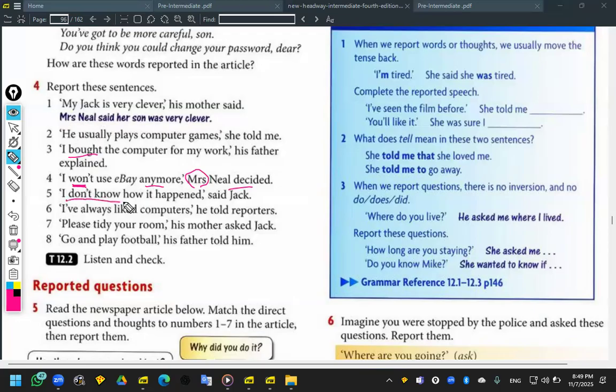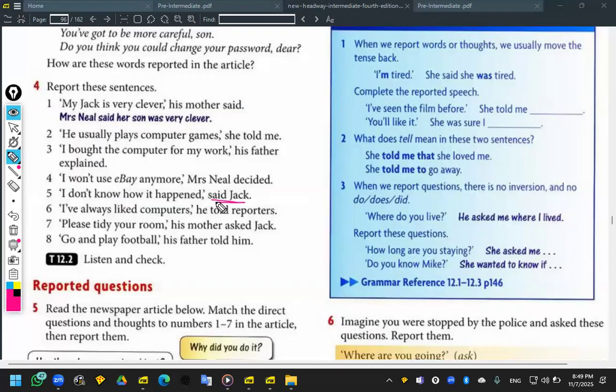I don't know how it happened, said Jack. 5. Jack said he didn't know how it had happened.